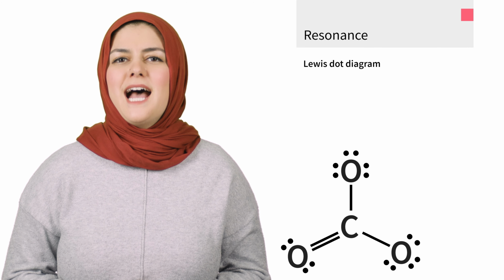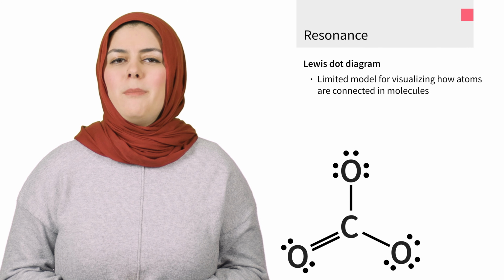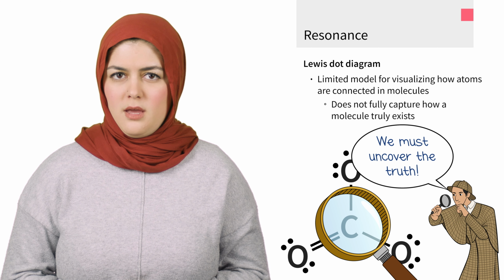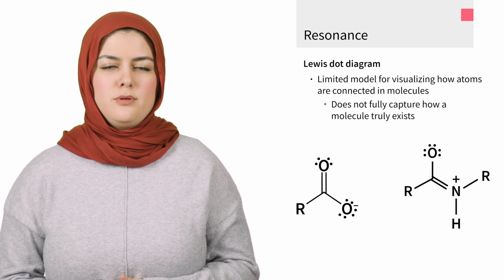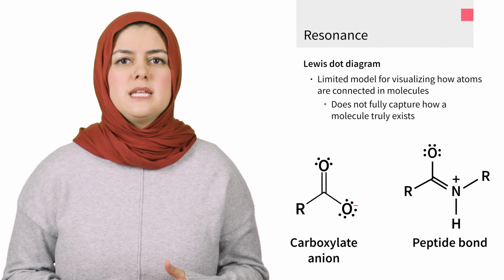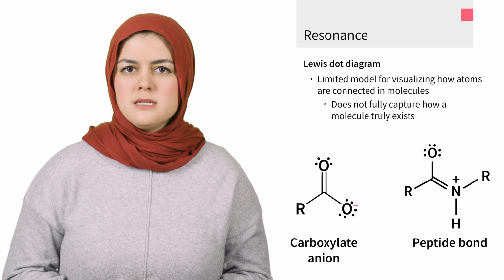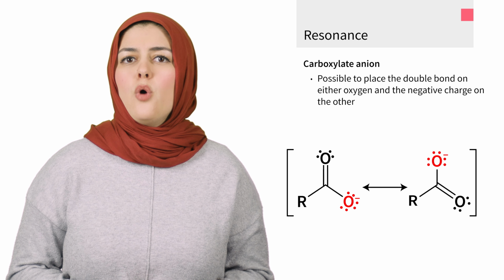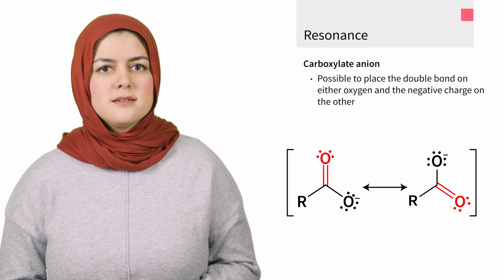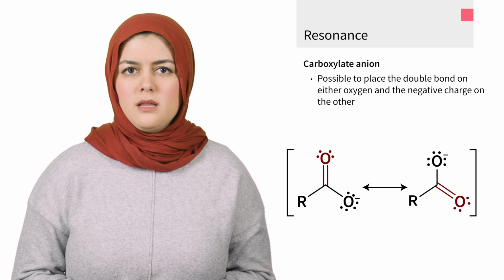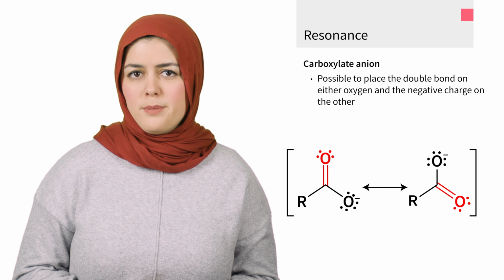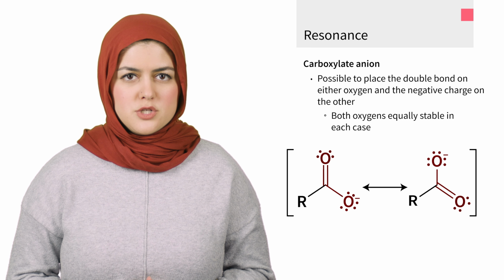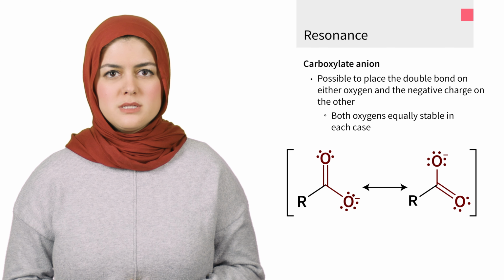Lewis dot diagrams are a fantastic way to visualize how atoms connect in a molecule, but like a lot of our ways of understanding the submicroscopic universe, they don't capture the entire truth. For instance, take a look at these two common examples: a carboxylate anion, which is the deprotonated form of a carboxylic acid, and a peptide bond. In the carboxylate anion, we can see that it's possible to place the negative charge on either oxygen, with corresponding implications for where the double bond is. In other words, given the atoms and electrons available, we can give one oxygen a double bond to carbon, and the other oxygen a single bond to carbon plus a negative charge.